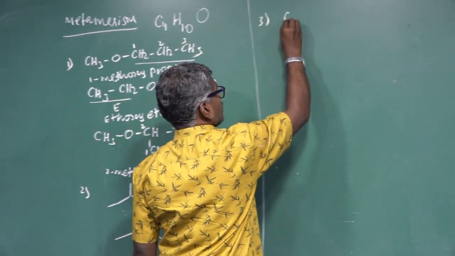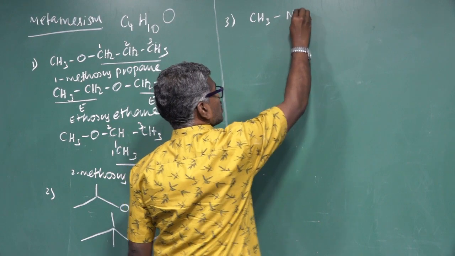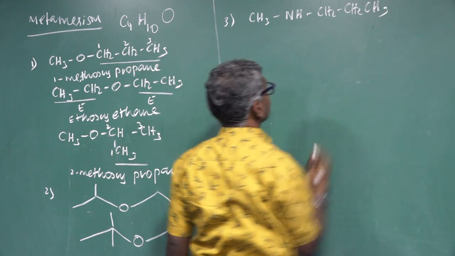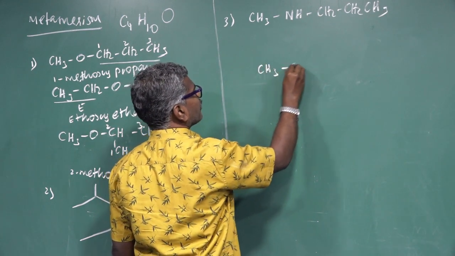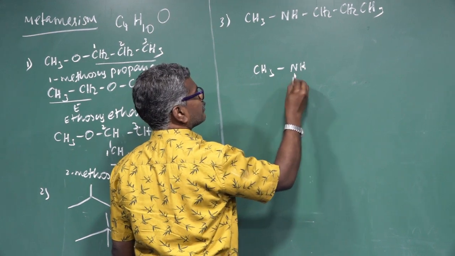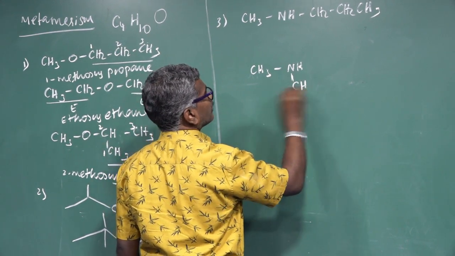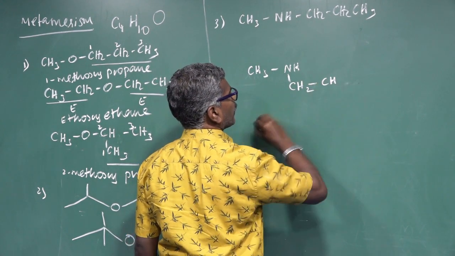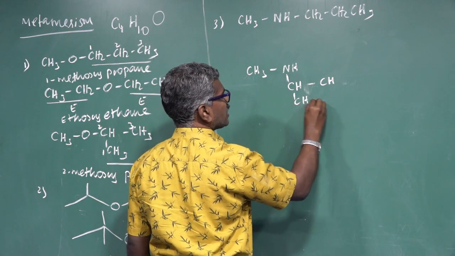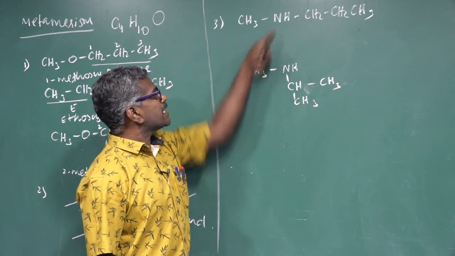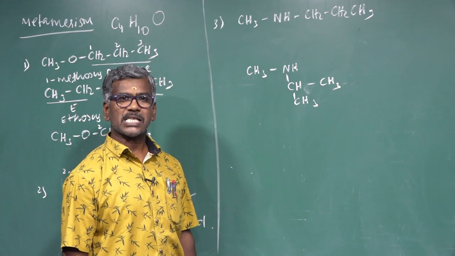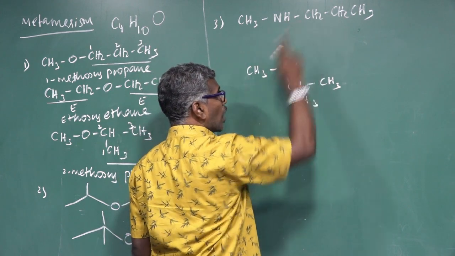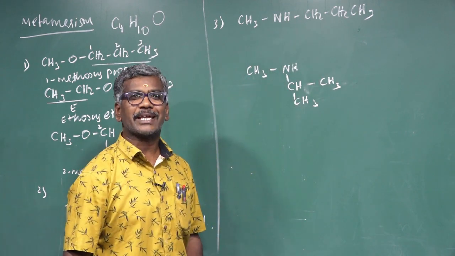CH3 NH CH2 CH2 CH3, and CH3 NH CH2 CH3 CH3. These two are another example for metamerism. This one has nitrogen containing one hydrogen and two alkyl groups. This is the best example for a secondary amine.